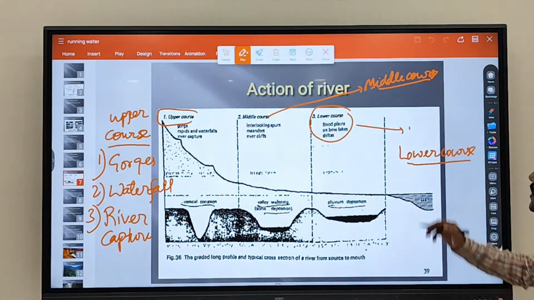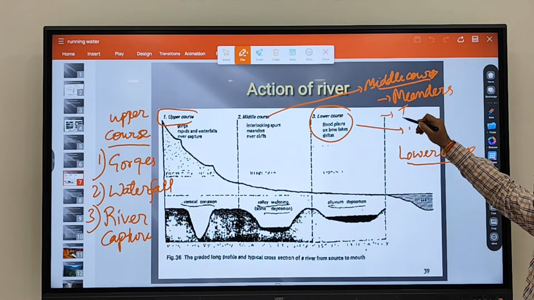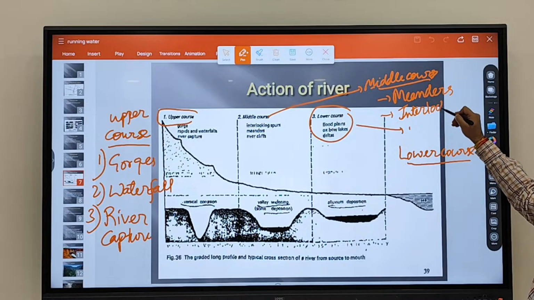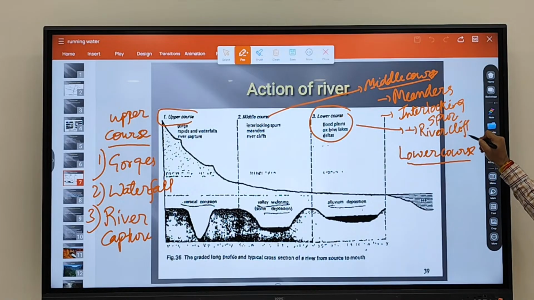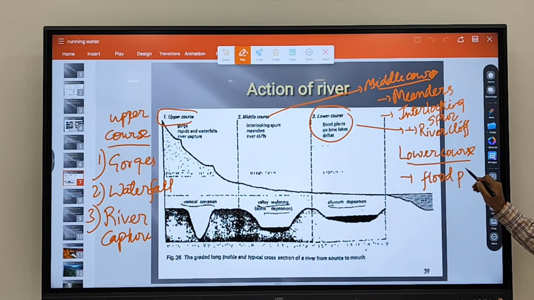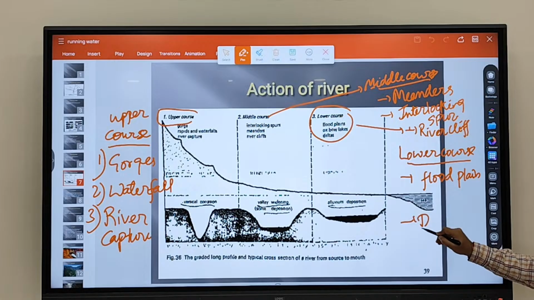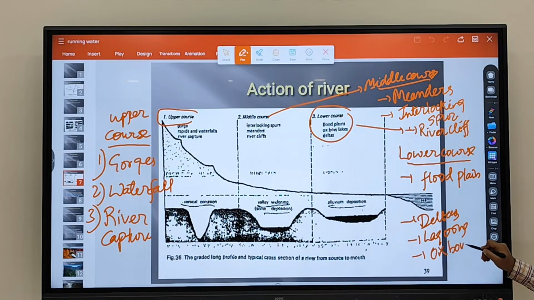In the middle course, you see the formation of meanders, interlocking spurs, and river cliffs. These are the things generally found in the middle course of a river. Now, in the lower course of a river, you will see the formation of floodplains, deltas, lagoons, and oxbow lakes. These are the things found in the lower course of a river.